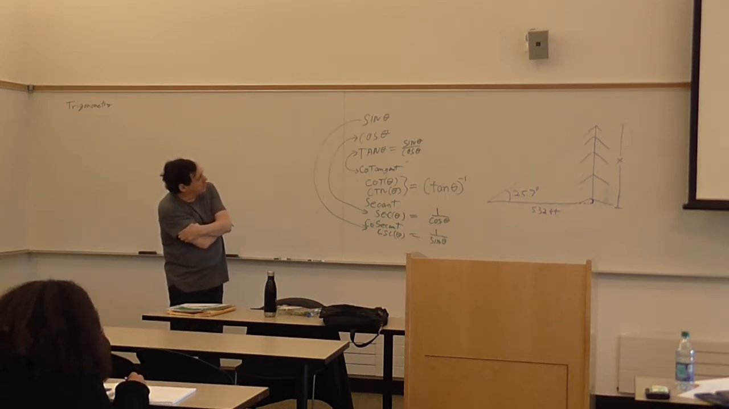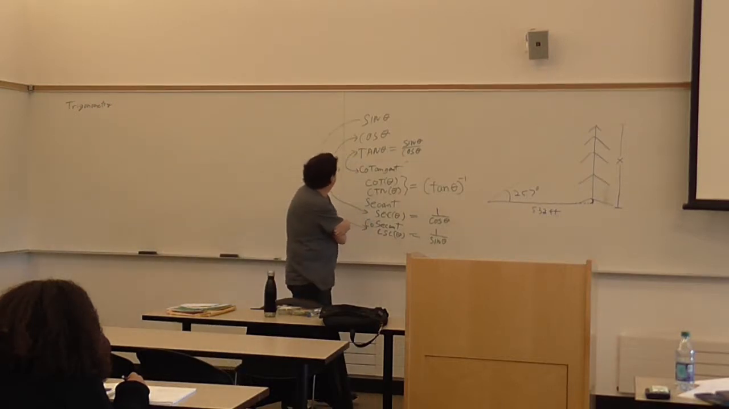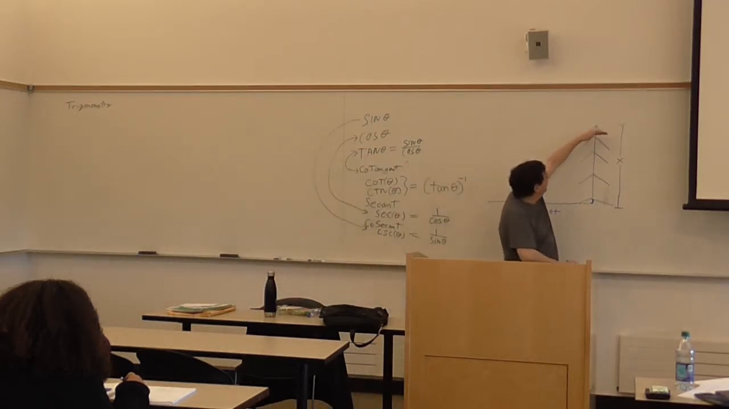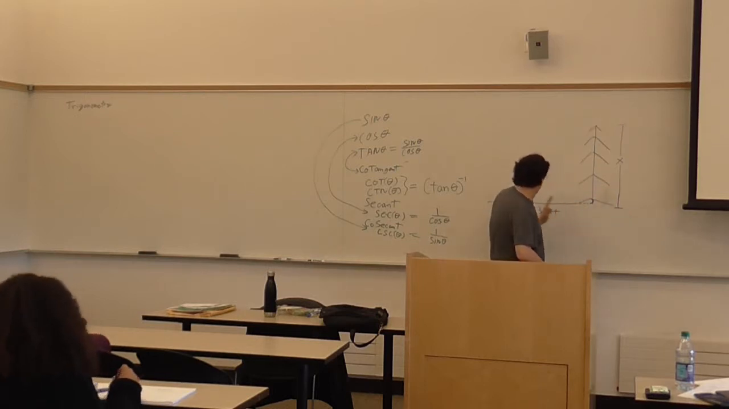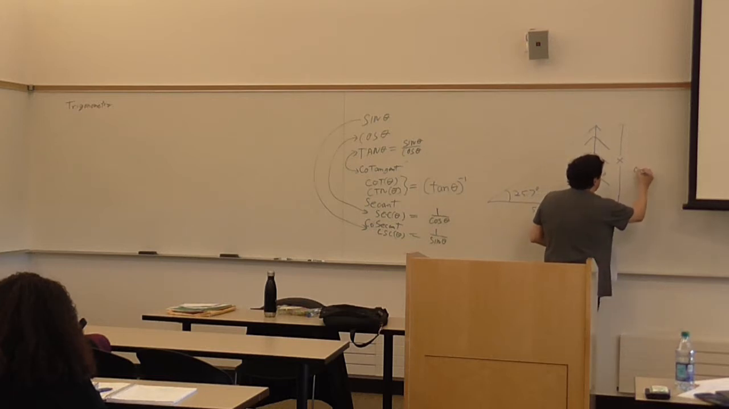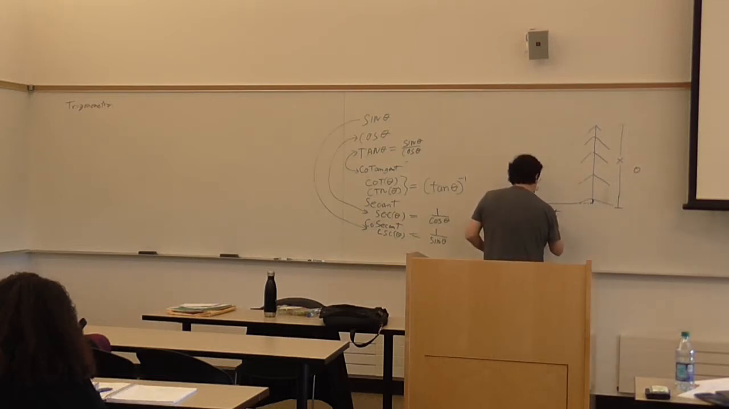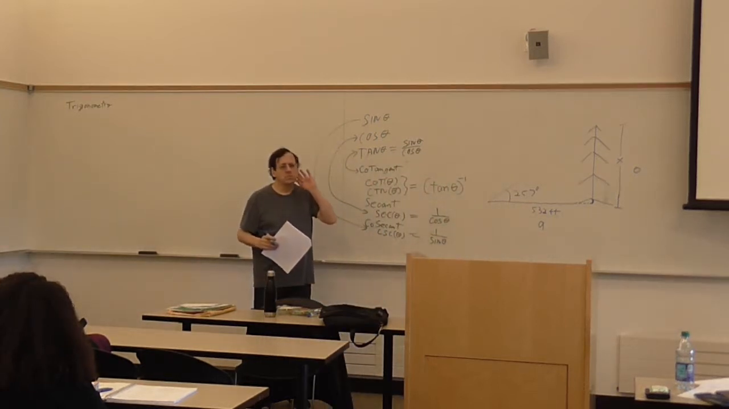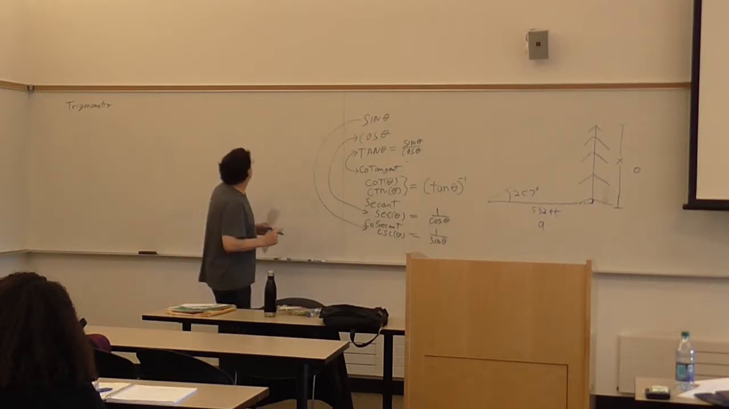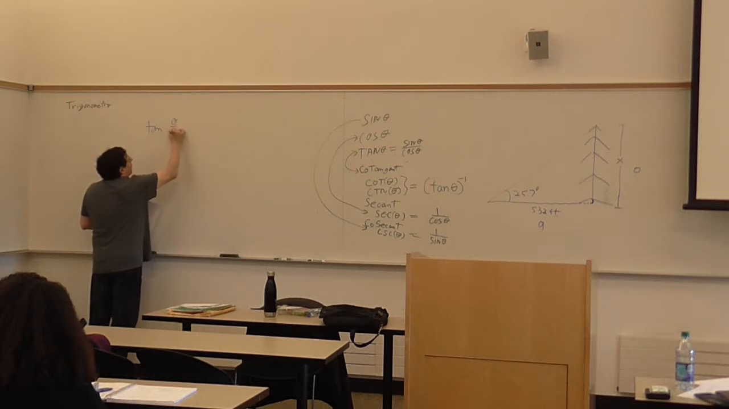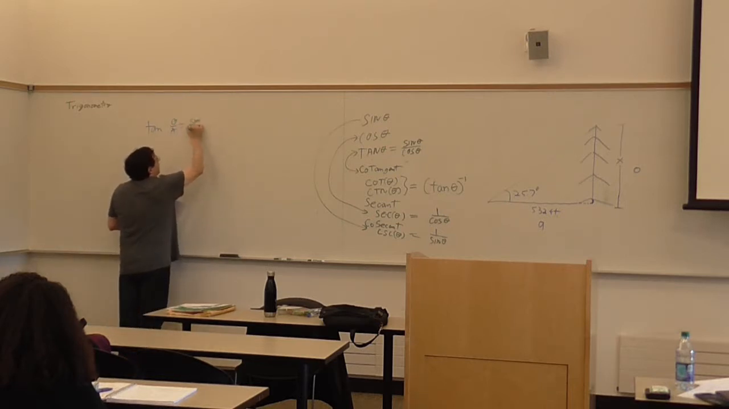Everyone had some time to think about this? One of my trig relationships tells me something about the two legs, right? We call this the opposite, we call that the adjacent. Tangent? Yeah, the tangent is the opposite over the adjacent, or if you like, the sine over the cosine.